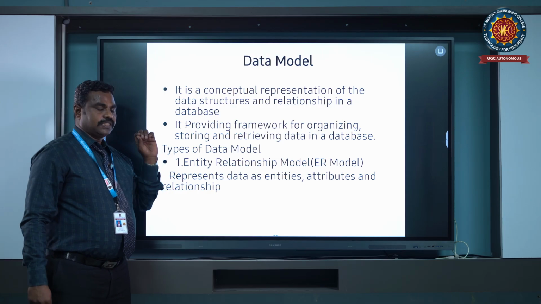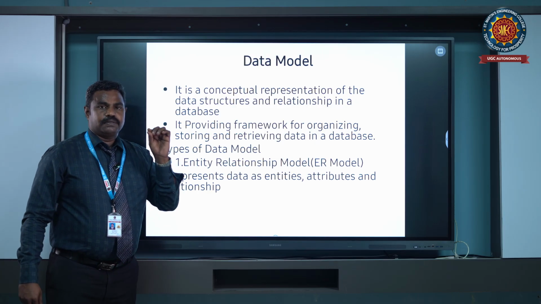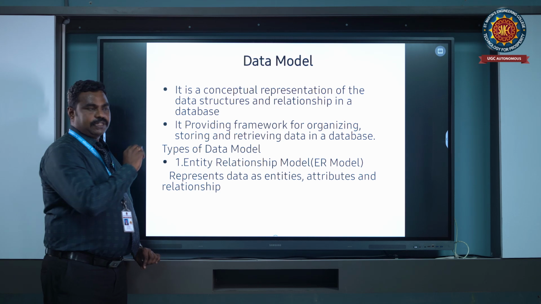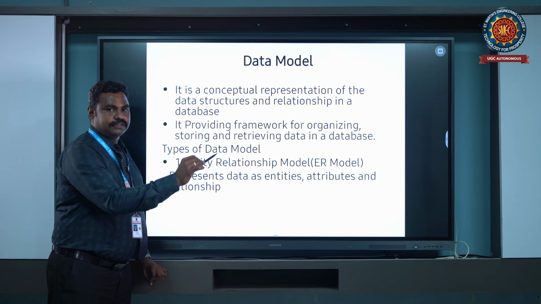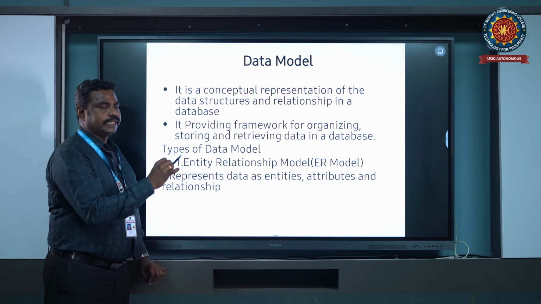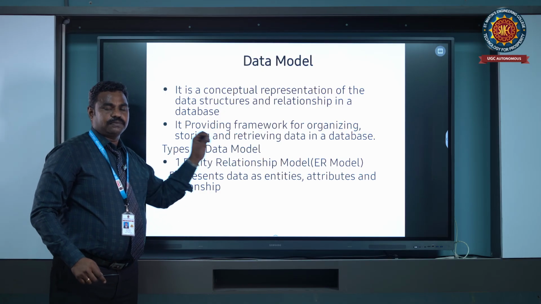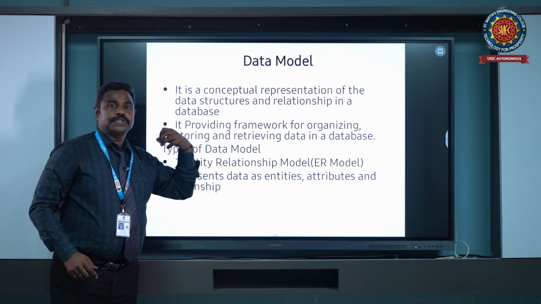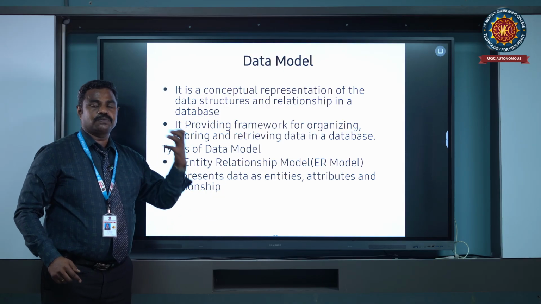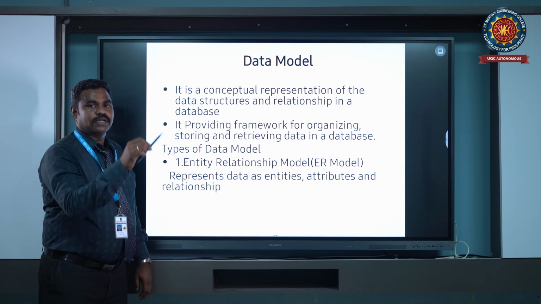Strong entity is with a primary key, and it is shown with only a rectangle shape. Then weak entity is without a primary key, and it is shown with a double rectangle box.